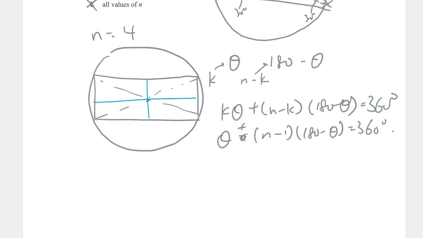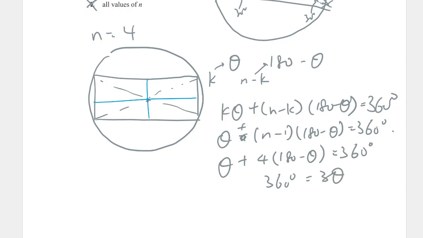If n is 5, then this is theta plus 4 lots of 180 minus theta equals 360. Therefore, 360 degrees equals 3 theta. That means that theta is 120. Good. So if theta is 120, then 180 minus theta will be 60. So I have 5 triangles with the combination of angles 120, 60, 60, 60, 60.